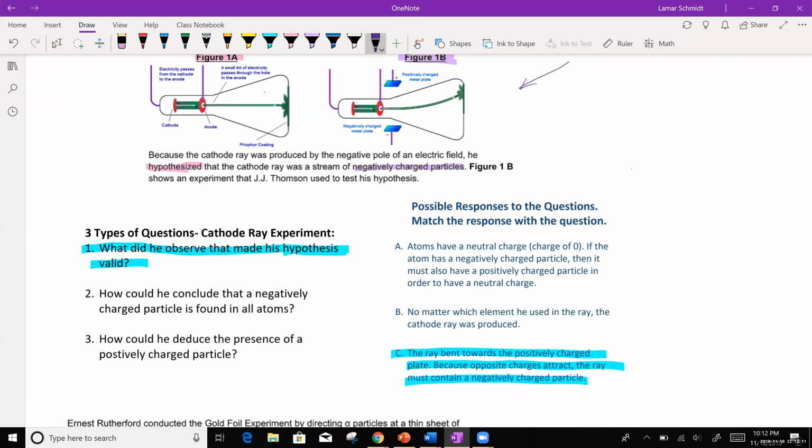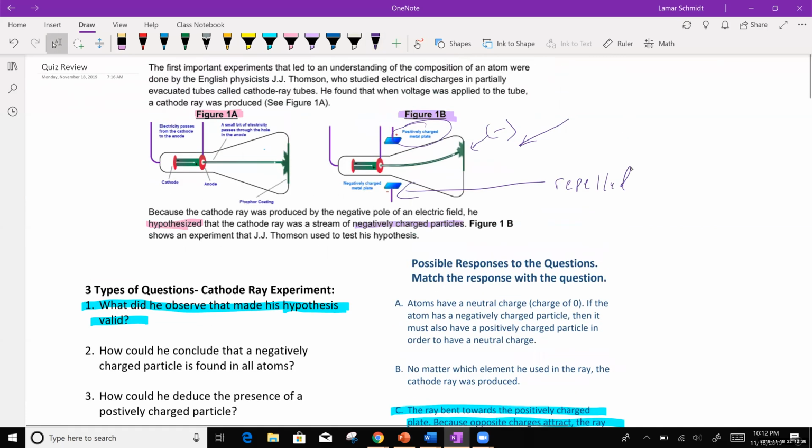If you see this ray bend towards a positive plate, then what's in the ray must be negatively charged. Also, we see that this plate is negative, and so it is repelled by the negative plate. It is attracted to the positive plate. So opposite charges attract. All right, opposite charges attract.